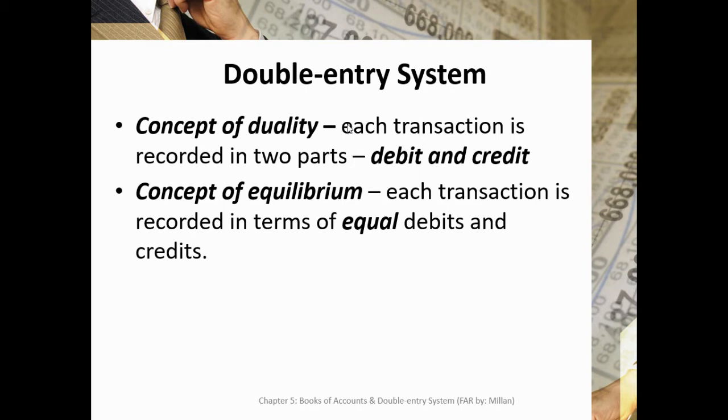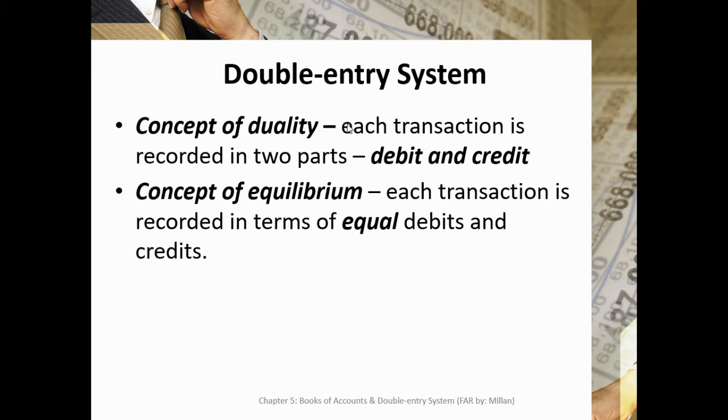So, may dalawang concept. So, concepts of duality and equilibrium. So, the double entry system involves the use of the concepts of duality and equilibrium. So, the concept of duality views each transaction as having a twofold effect on values. So, a value received and a value parted with. And each transaction is recorded using at least two accounts. So, hindi pwedeng same account ang nasa debit at credit mo. Siyempre, magkaibang account siya. So, ibig sabihin, meron at merong dalawang account na naaapektuhan kada transaction.